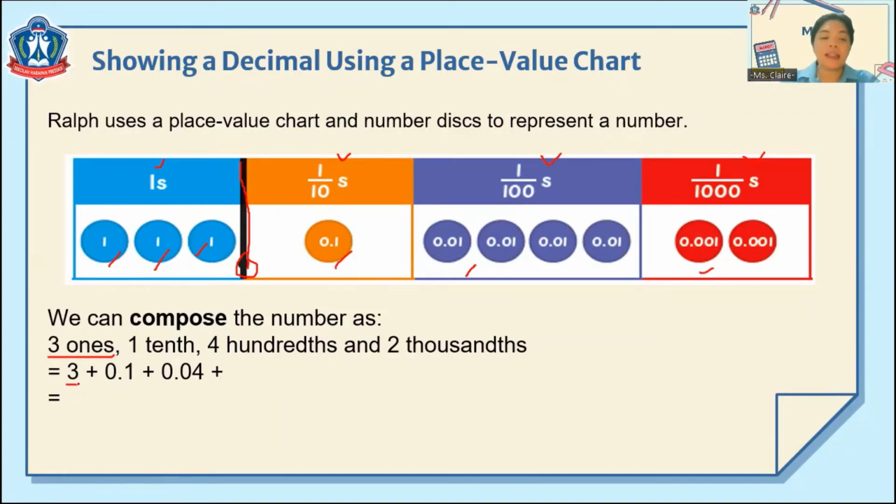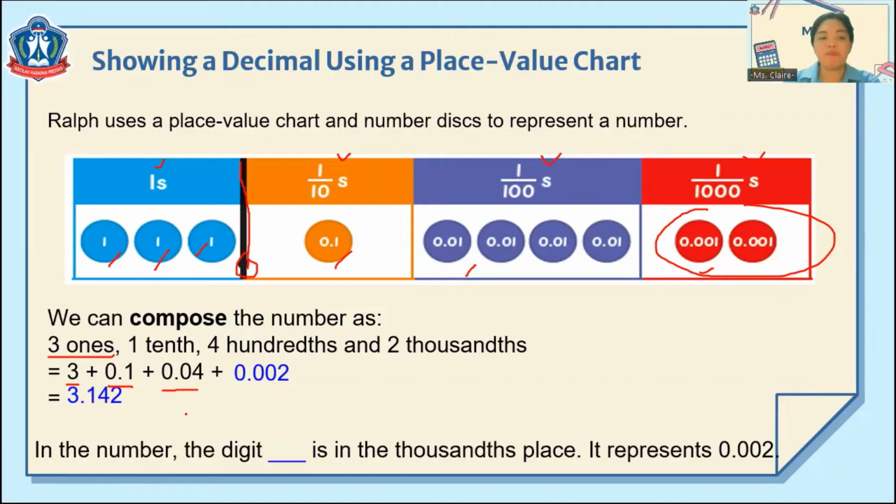Three ones, 1 tenth, four hundredths, and 2 thousandths. So that is 3 plus 0.1 plus 0.04. How about this one? What is this? There are 2 thousandths. So this is 0.002. If we add these, this is equal to 3.142. Okay, in the number, what digit is in the thousandths place? Yes, it's the number 2 and it represents 0.002.